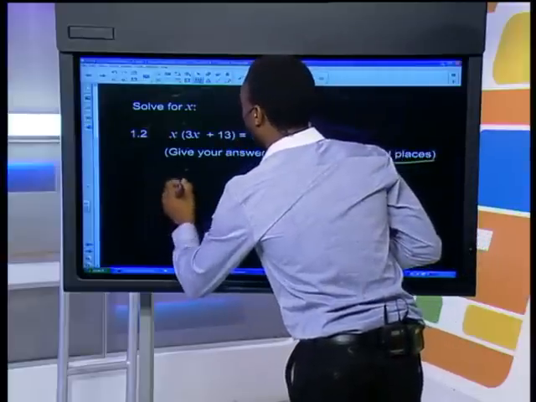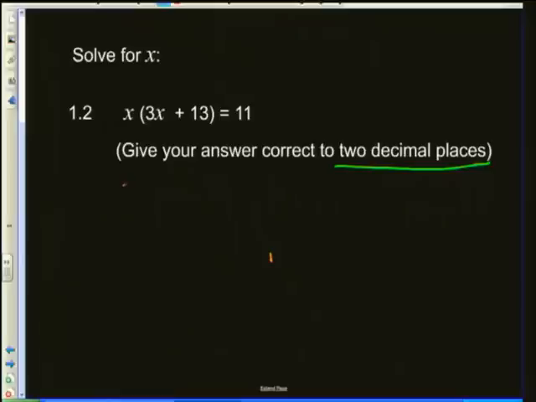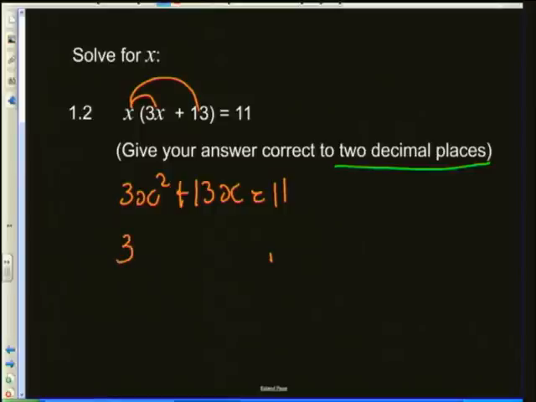So let's take it away. 3x times x will be 3x squared, and then multiply this x by 13 will be 13x, which is equal to 11. As we can see, it's a quadratic equation, so I need to do 2 things: make it equal to 0 and factorize it. So 3x squared plus 13x minus 11 is equal to 0.